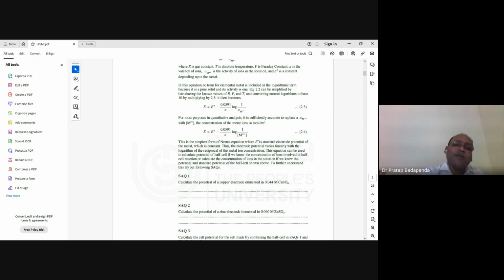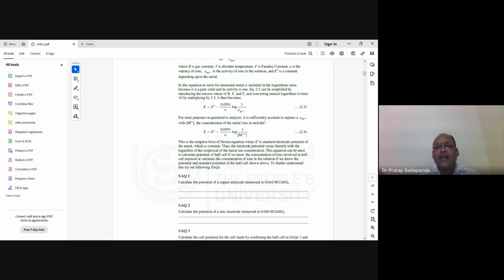If E naught cell is provided, then you can also do that. This is the scenario. In this process you have to do the calculation accordingly. It is a very simple calculation, but you have to put in the formula.